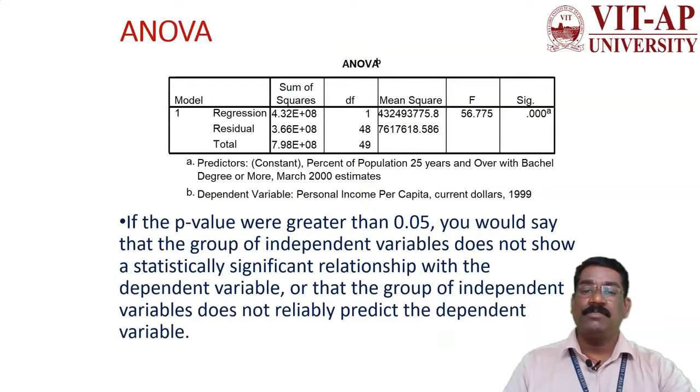Next, the second table we receive out of the SPSS analysis is called the ANOVA table. If the p-value is greater than 0.05, you would say that the group of independent variables does not have a statistically significant relationship with the dependent variable. But in this case, it is lesser than 0.05, and we can conclude that yes, there is a statistical relationship between the independent variable and the dependent variable, so that the group of independent variables reliably predicts the dependent variable in this case.